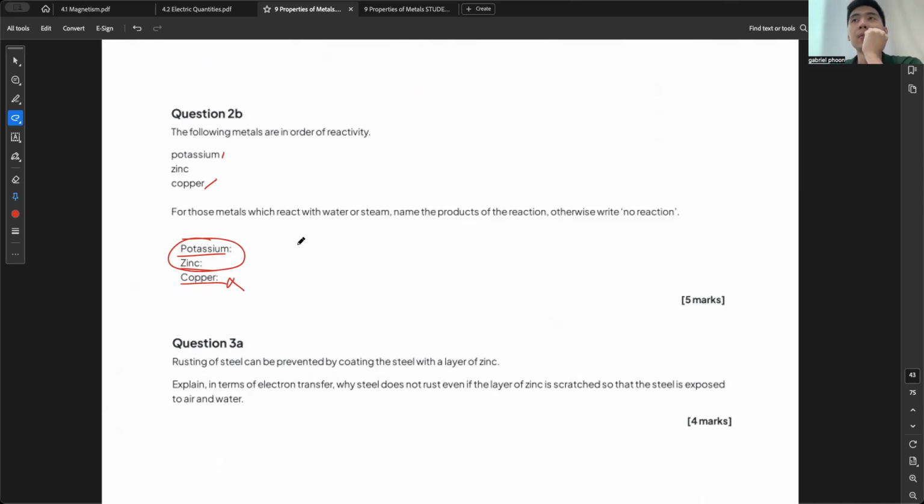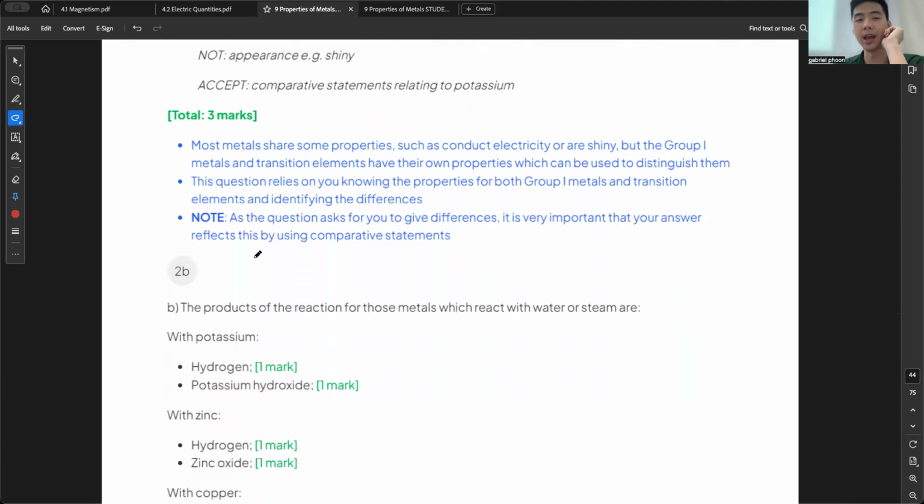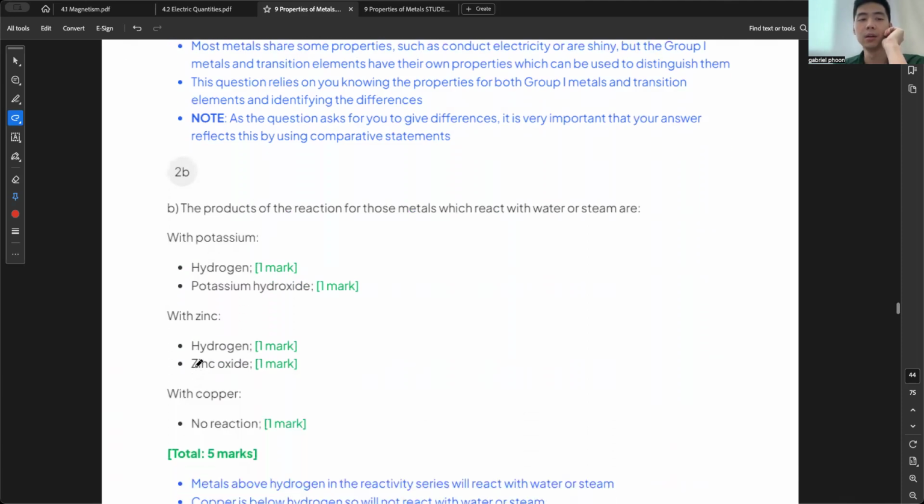Hydrogen and water. No, water. Okay, potassium hydroxide and... Yes, it will be potassium hydroxide and hydrogen, and that's all. For zinc, guys, it will be zinc oxide and hydrogen.